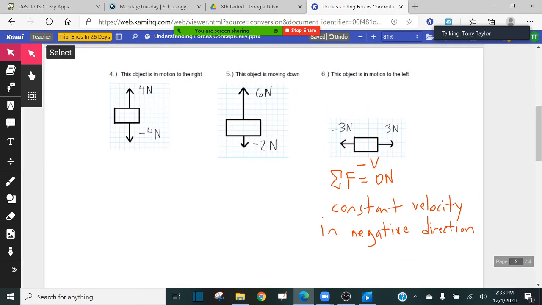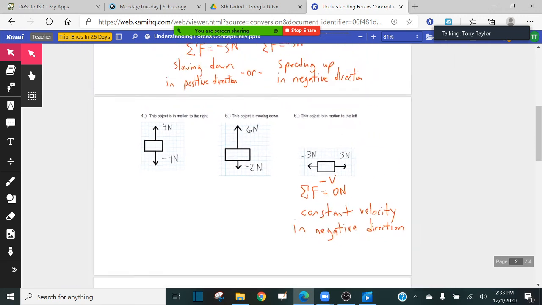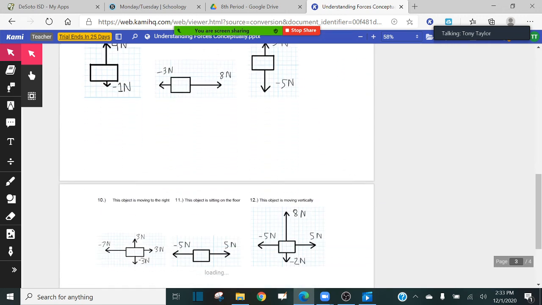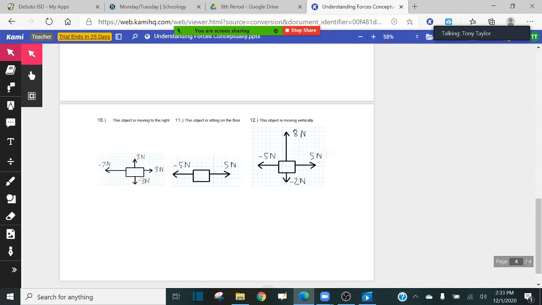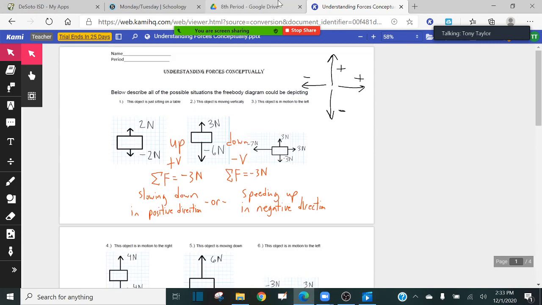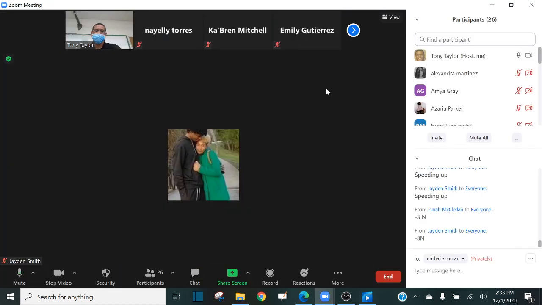Did you all get that? Any questions? So remember, it's your responsibility to do the rest by yourselves. Then you're going to take a picture of this and upload 1 through 12. That will give you your credit for today.